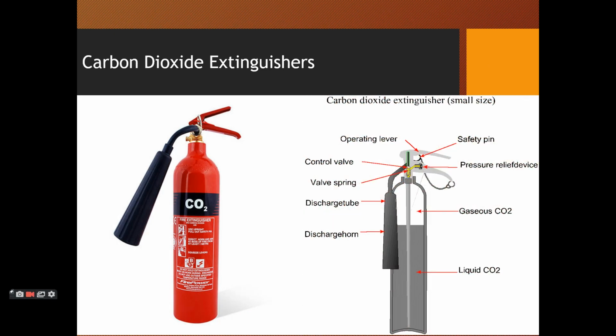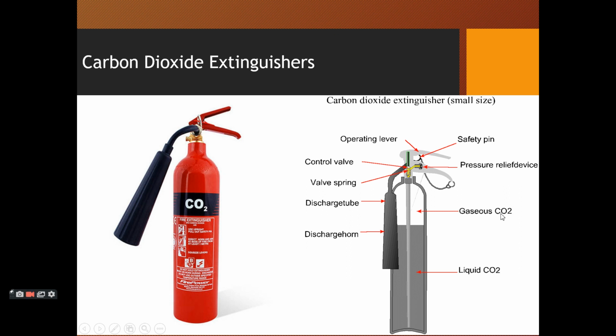So carbon dioxide extinguishers will look like this. The safety pin will be here. This is the operating lever, we have to operate from here. After that, the control valve, you can turn it. The valve spring will be inside. And the discharge tube, and the discharge horn. The tube is here, but it will discharge from here because this nozzle is a little bit longer.